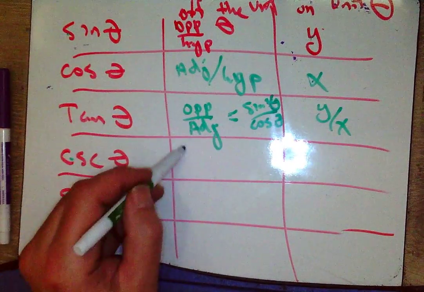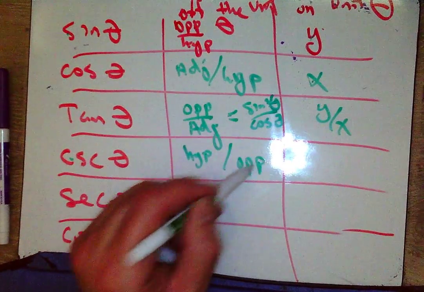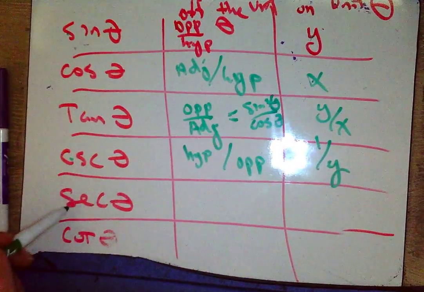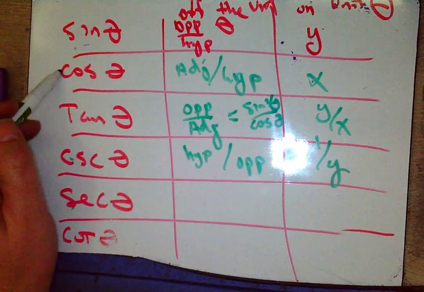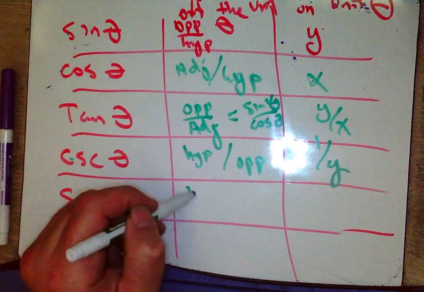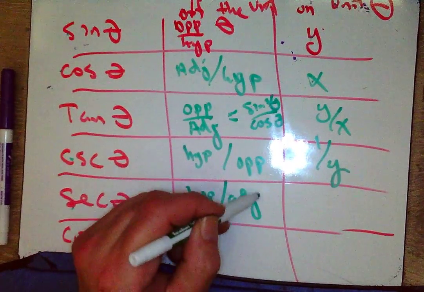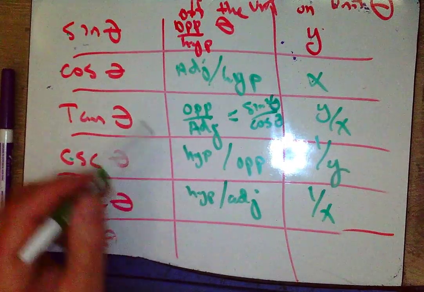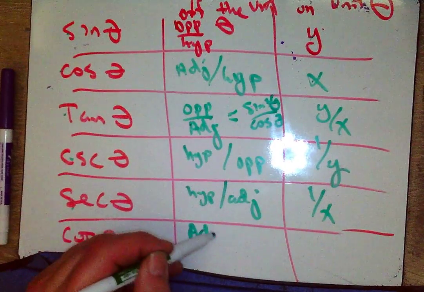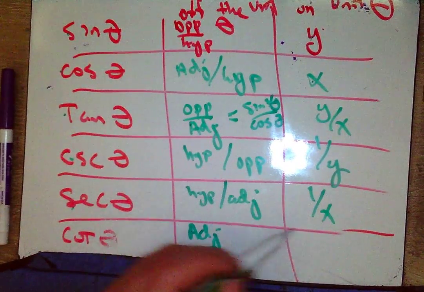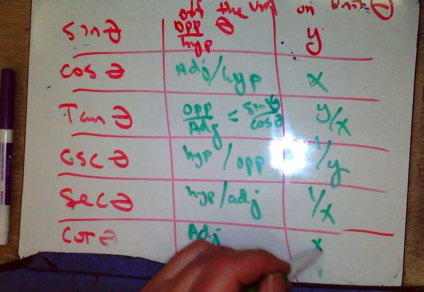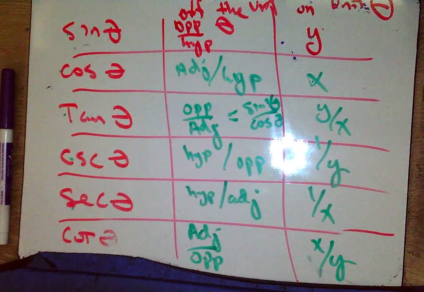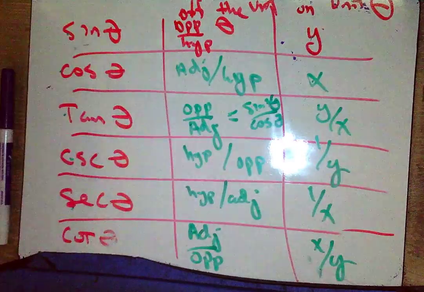Cosecant is the reciprocal of sine, so this is hypotenuse over opposite, or 1 over the y value. Secant is the reciprocal of cosine, and so that's going to be hypotenuse over adjacent, or 1 over the x value. And cotangent is the reciprocal of tangent, so we're going to have adjacent over opposite, and that's going to give us x over y. We definitely need to know this. Oh my goodness, we need to know this. All right. Next.